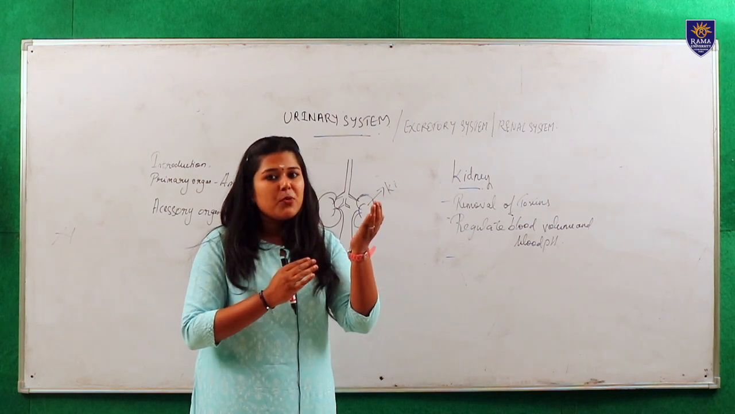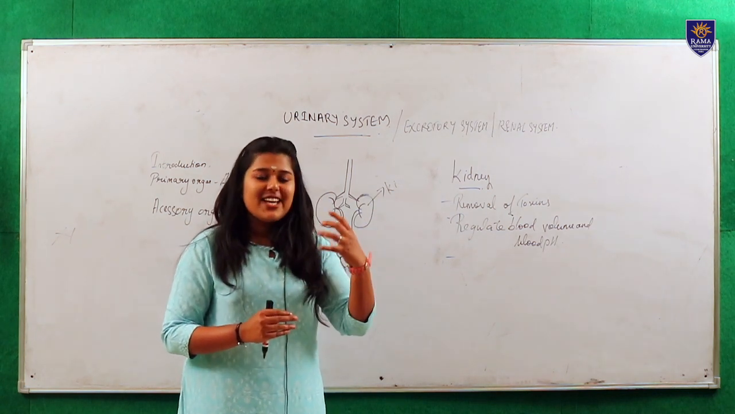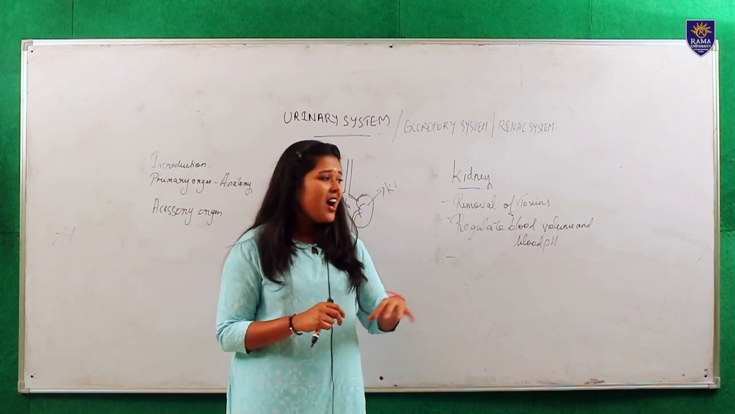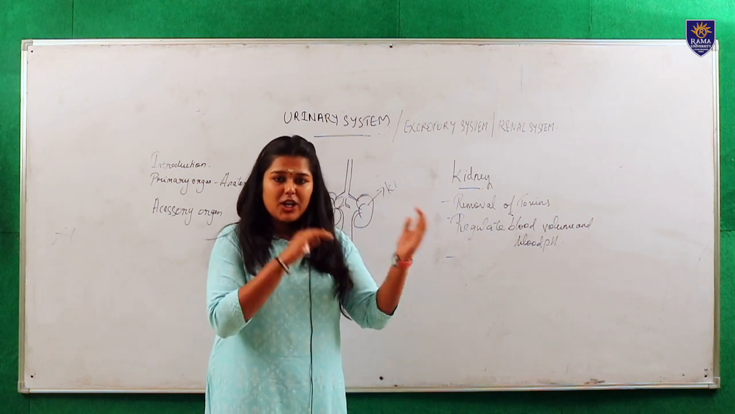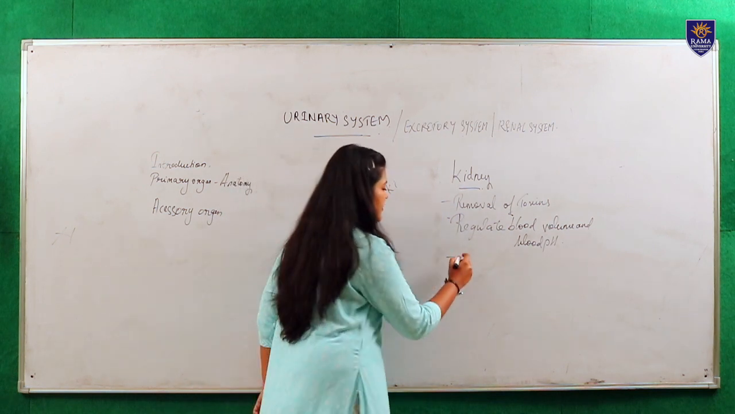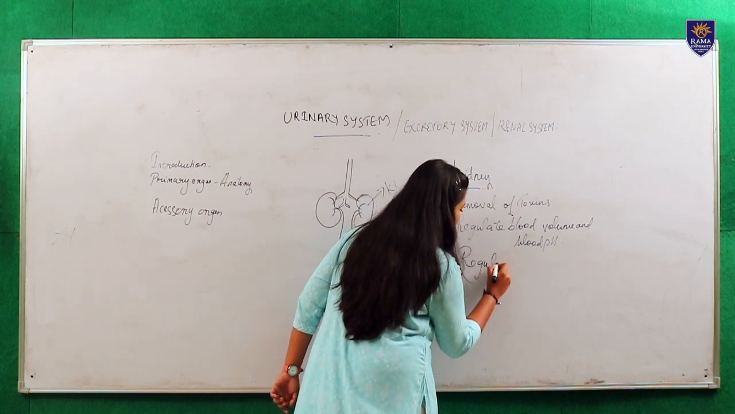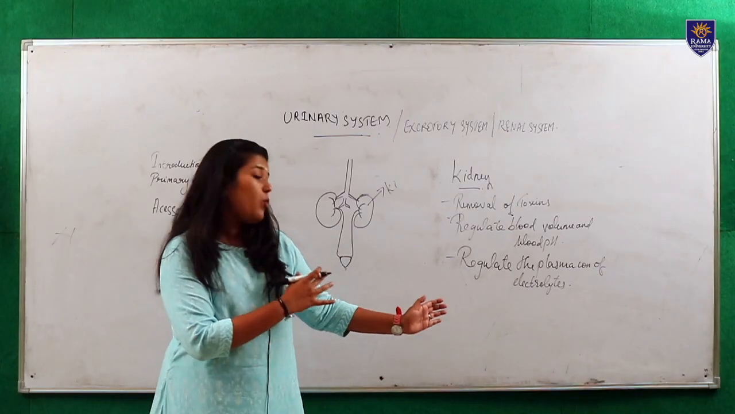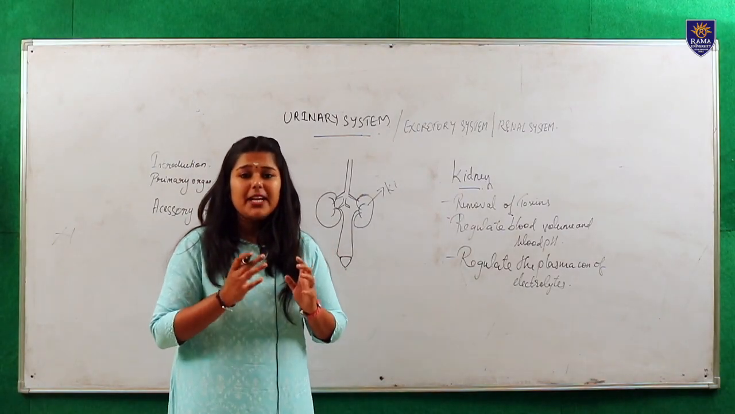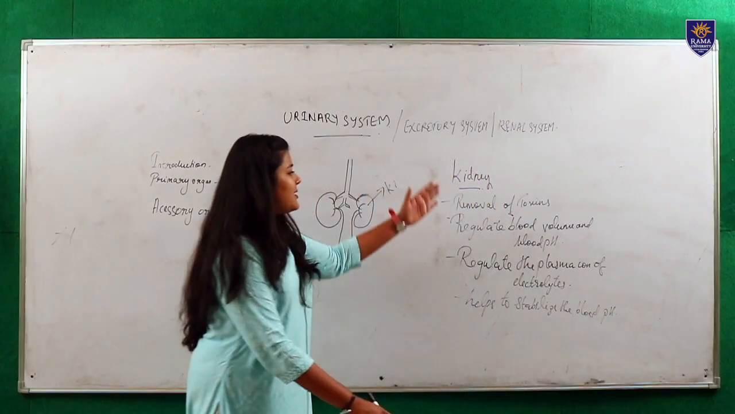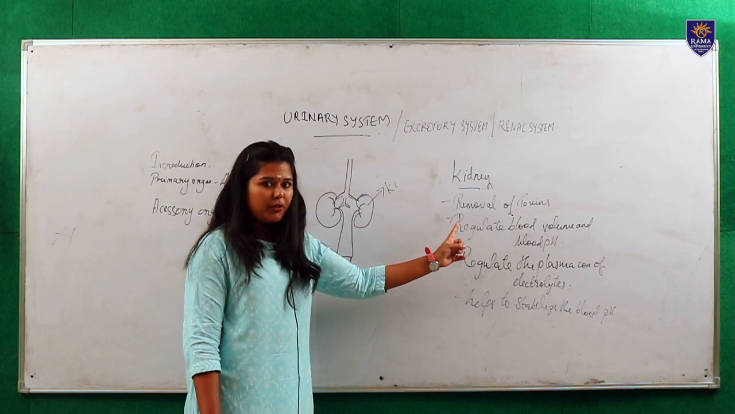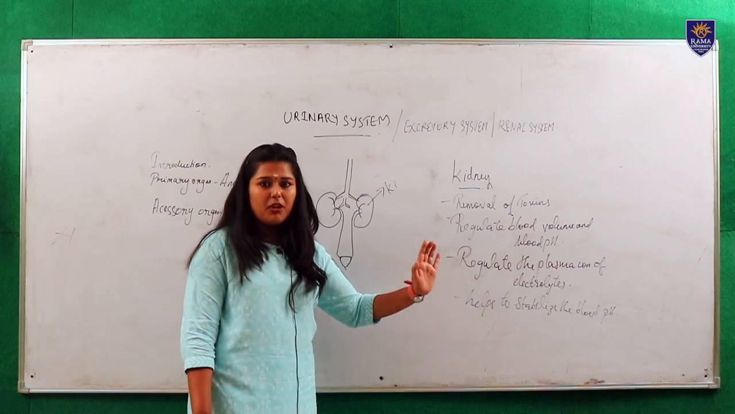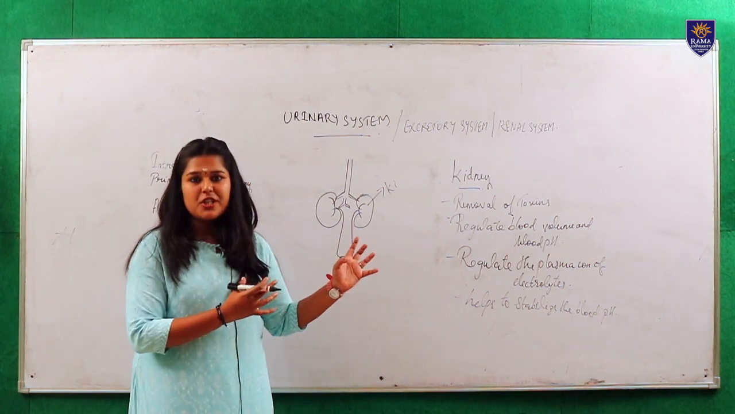If we are having hyponatremia or hyperkalemia, or hypochloremia or hyperchloremia, the kidney will maintain it according to our body's need. So it regulates the plasma concentration of electrolytes. The final one is that it helps to stabilize the blood pH. So these are the main functions of the kidney: removal of toxins, regulating blood volume and blood pH, and regulating the plasma concentration of electrolytes.